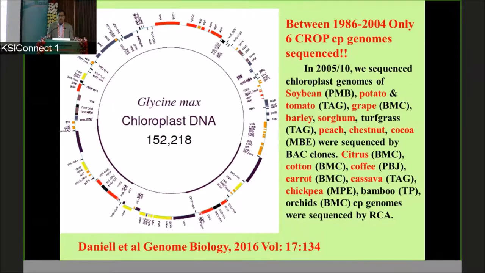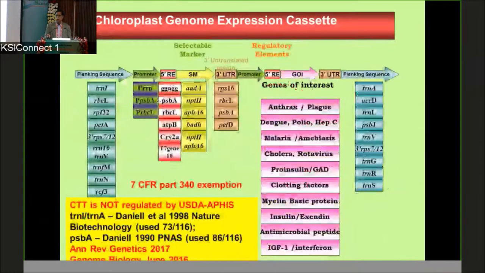So we started this big emphasis on sequencing important crops, including soybean and potato, tomato, things that we use in everyday life. And that initiated a big movement in this field. Now we have over 800 chloroplast genome sequences. Of course, only 65 of them are crop species. All the others are done for evolutionary purposes. So step one is knowing the genome, and step two is then integrating the foreign cassette into the genome.